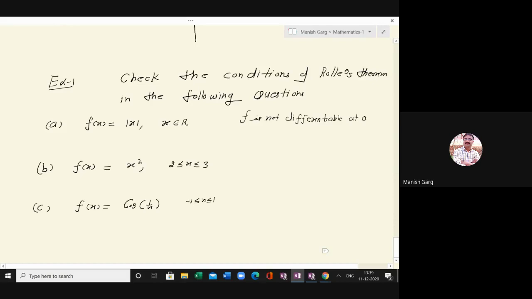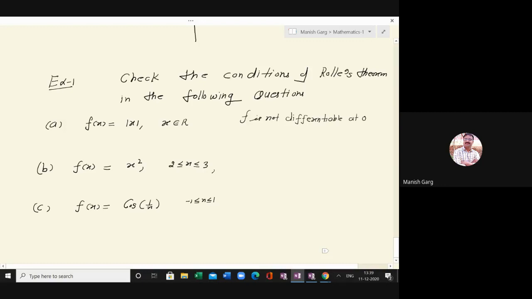Even the other two conditions are satisfied. F of minus infinity and F of positive infinity are the same, and F is continuous. So F is continuous and the value of the function at the endpoints is the same, but F is not differentiable at 0. That means not all of Rolle's conditions are satisfied. Two conditions are satisfied, but the differentiability condition is not.